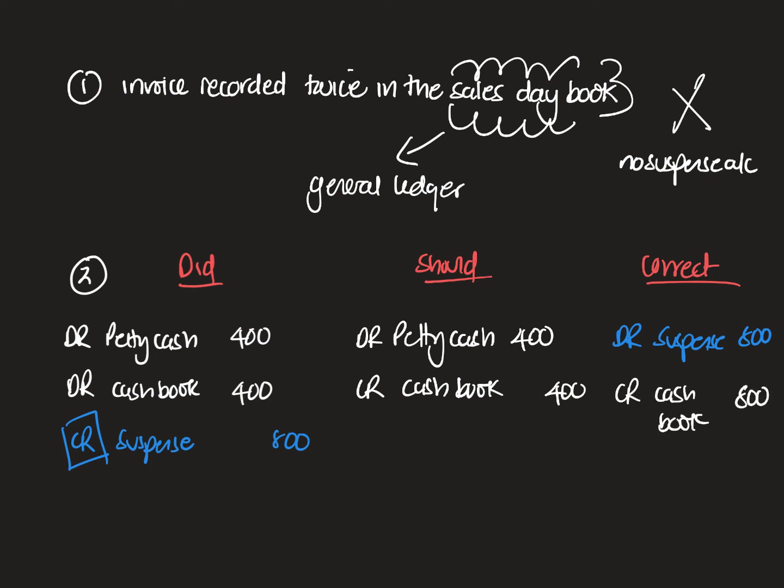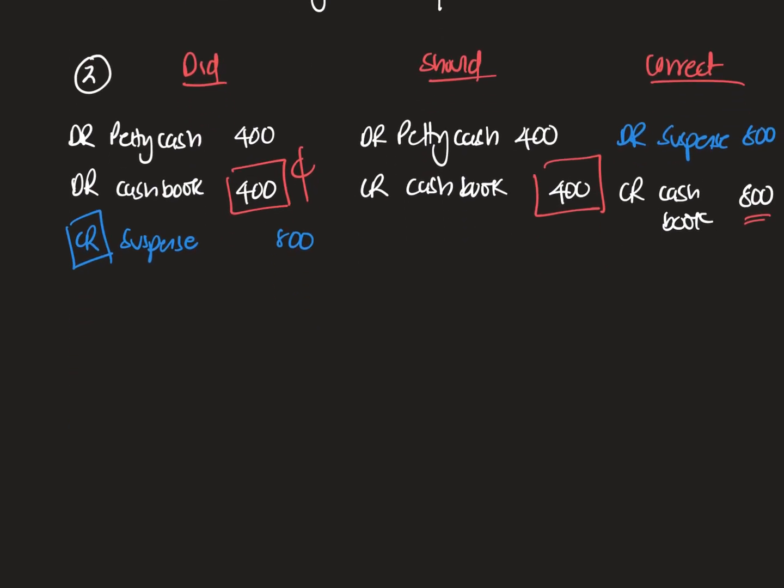Now, if you're wondering why is it 800, well, let's think back to what they've done. They've debited 400 when they should have credited. If you only credit by 400, all you'll be doing is cancelling out that debit. But you actually want to show that outflow. So you need to double up the amount, and that's why you're crediting by 800. Let's move on then to transaction 3 that we have in this question.